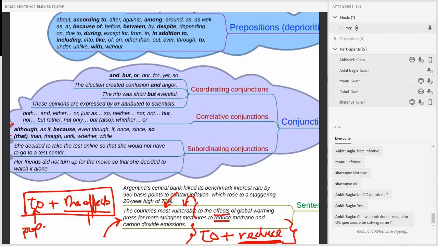Can we book doubt sessions for OG questions after solving some? Yes. But what I would recommend is let's do a few, one or two more theory sessions so that we're absolutely on the same page when it comes to the terminology. But yes, absolutely. I'd be happy to help you with OG questions as well.